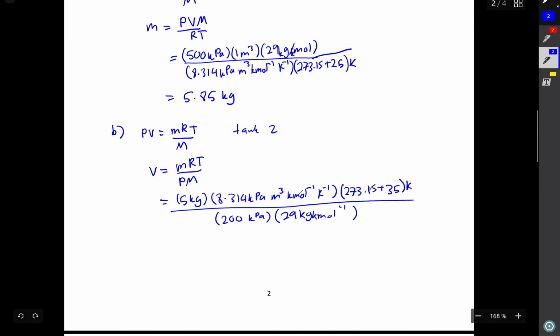Okay, but then you have a problem to cancel this unit kilopascal. But if you change this kilopascal, with kilo, into times 10 to the power of 3, then you can still do it. So again, what we are going to expect: this kilogram will cancel with kilogram, kilopascal cancels kilopascal, kilomole cancels kilomole, Kelvin with Kelvin, then we will get meter cube.